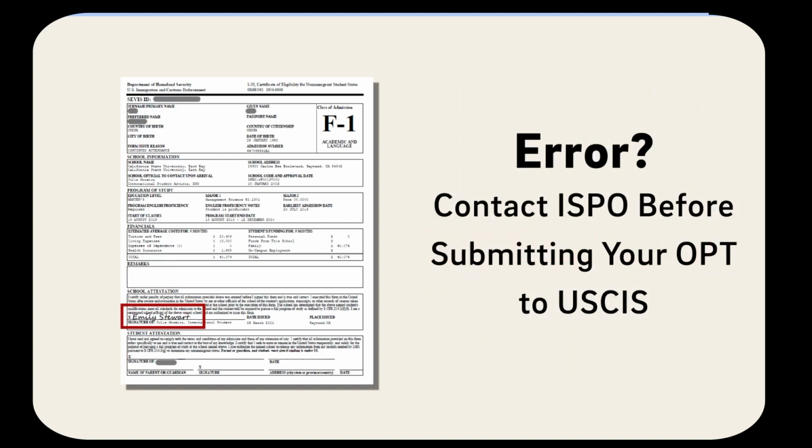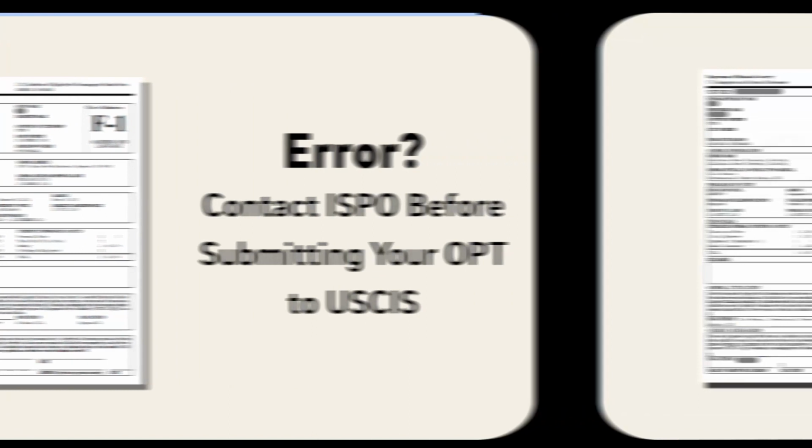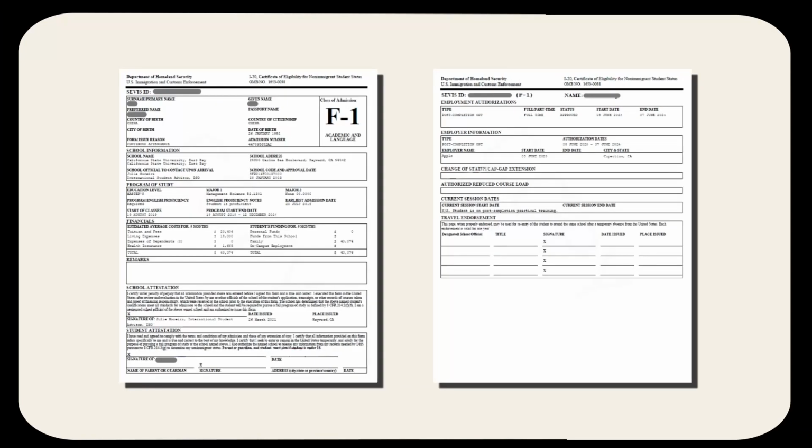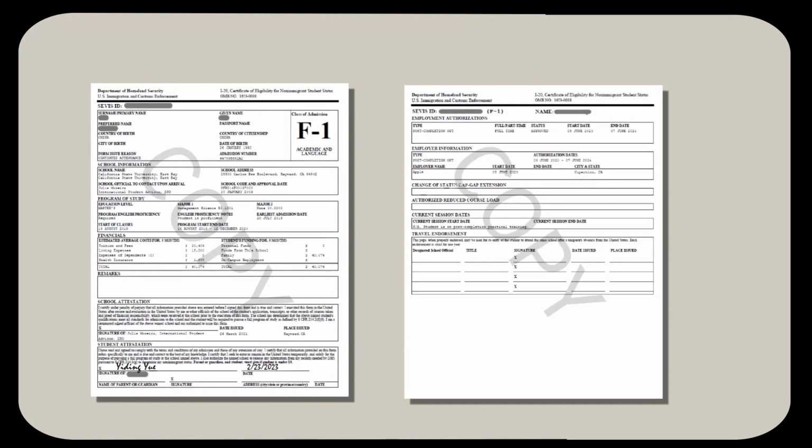If information on your OPT I-20 is incorrect, contact ISPO. Remember, the OPT application is your application and you are responsible for making sure that it is filed correctly. 2. After you review your I-20, you must sign and date page 1 and make a copy. The copy of the signed I-20 is the document that you submit to USCIS.